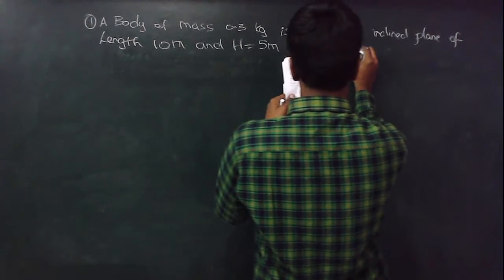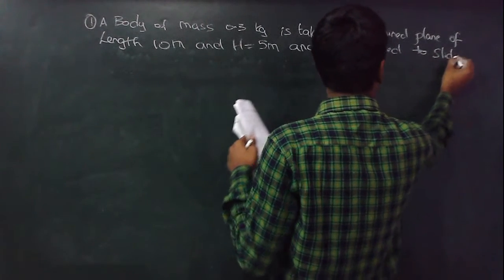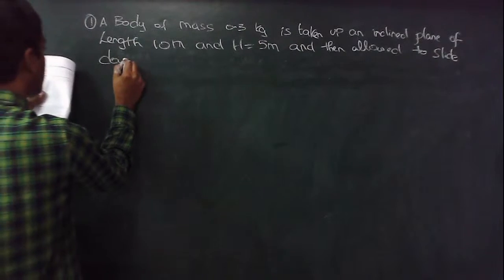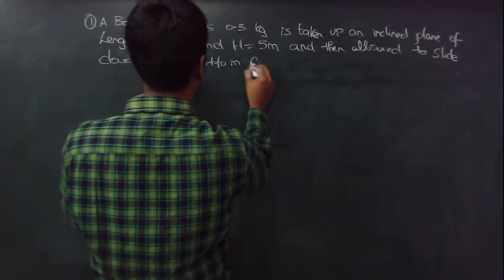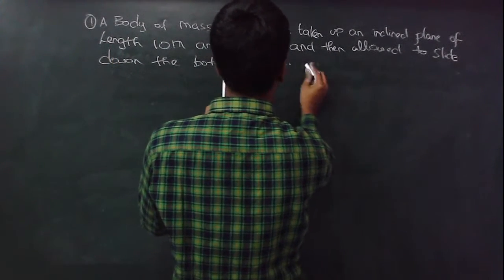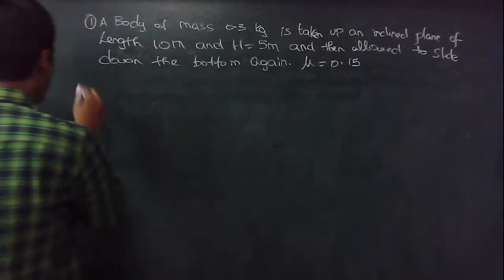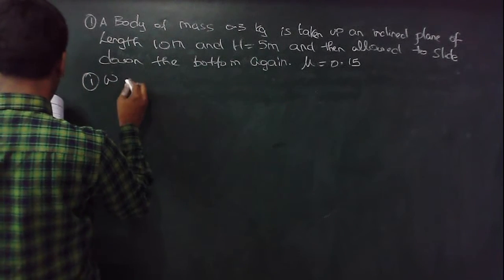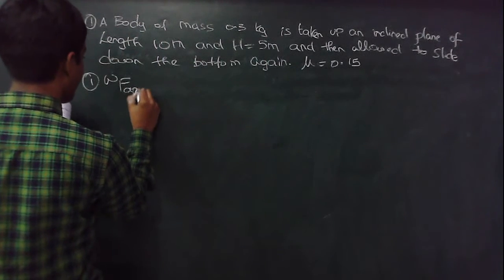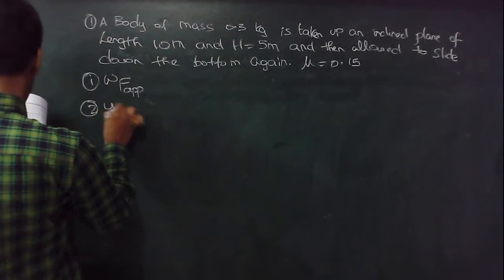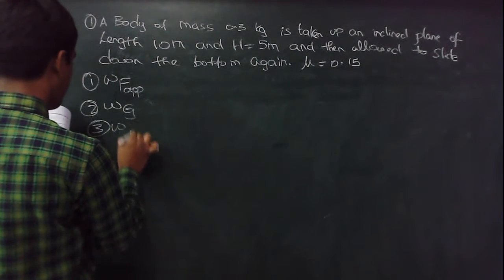then allowed to slide down to the bottom again, and it has friction, that is mu is equal to 0.15. I want to find out W_F, that means the applied work. The second one is W gravitational, the third one is W frictional.